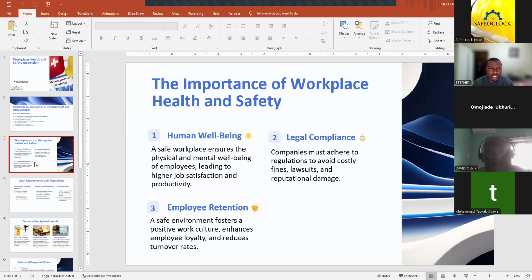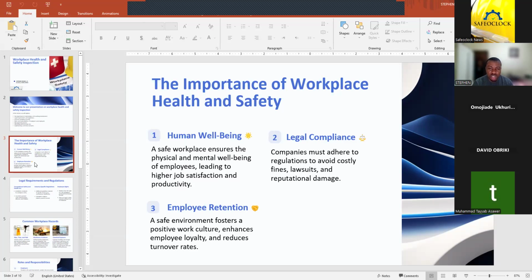We also know that doing inspection within the work site is a legal compliance. It's also a legal requirement. So it is important for every organization or company to adhere to such regulation in order to avoid costly fines, lawsuits, or reputational damage. Because if those things are not done and an accident happens, it could cost the organization. They can be fined by the regulatory authority. They can be sued. They can be charged to court, and the reputation of such organization could also be damaged, as we all know.